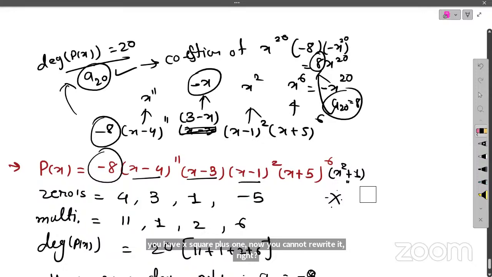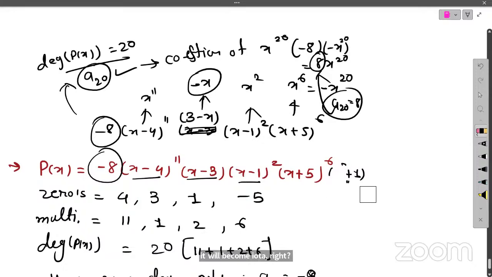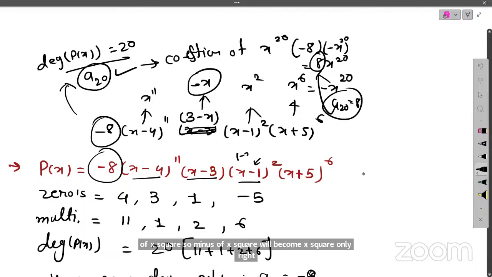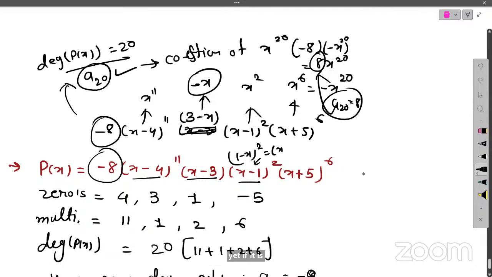Ma'am, what if there is 3 minus x and 1 minus x also? Then this won't harm us, because here you will get minus of x square. So minus of x square will become x square only, right? Here if it is 1 minus x square, this is same as x minus 1 square.